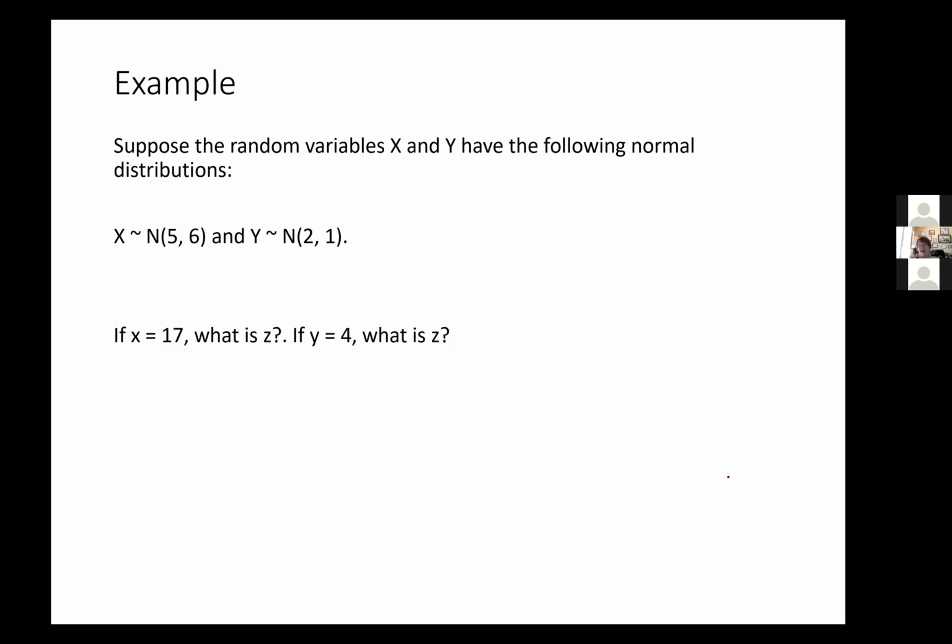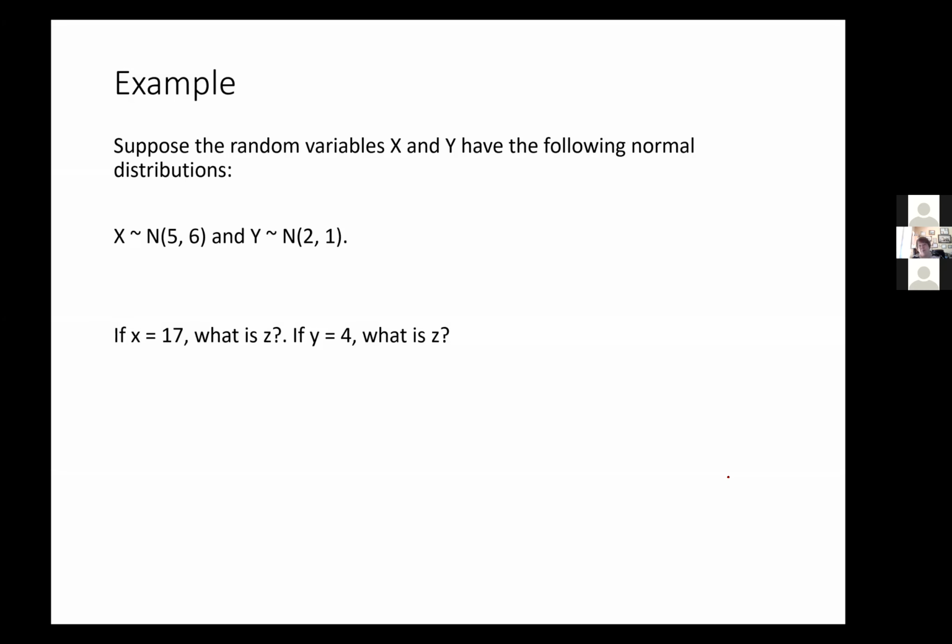So the random variable x, whatever that represents, is described by a normal distribution whose mean is 5 and whose standard deviation is 6. The random variable y, whatever that represents, has a normal distribution with a mean of 2 and a standard deviation of 1. So the means are different and the standard deviations are different. So what if x is 17? What's the z-score for a data value of 17?